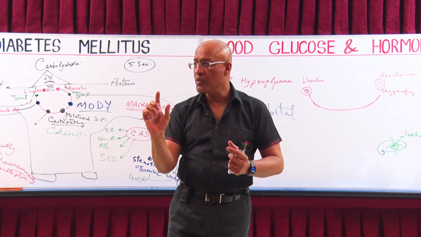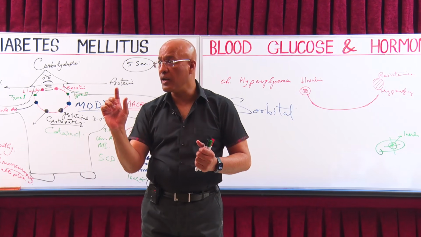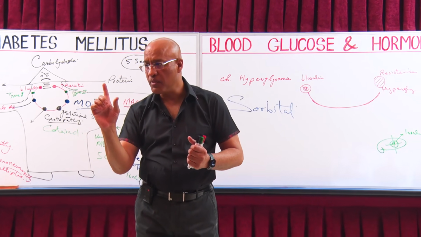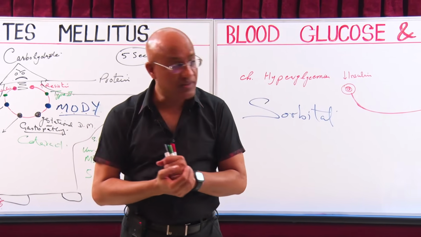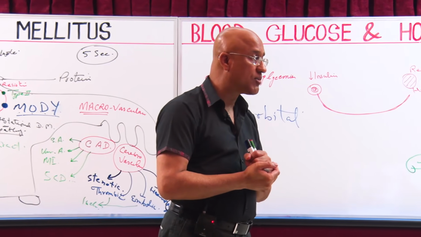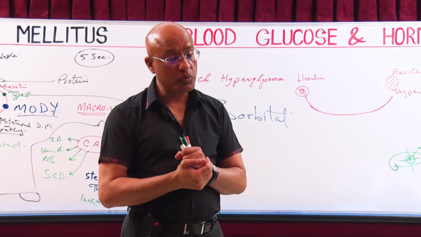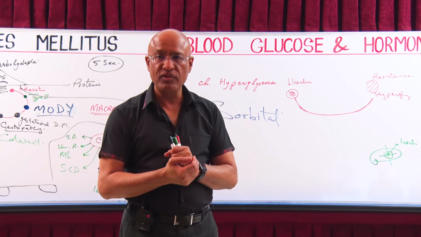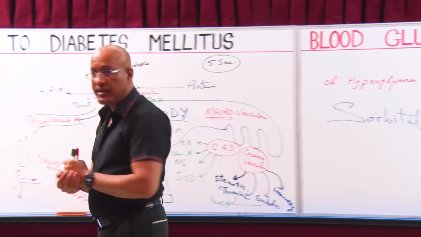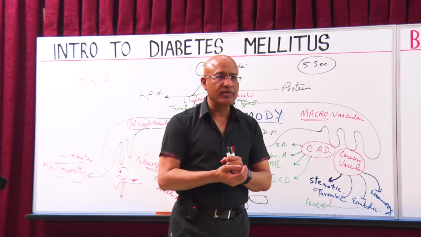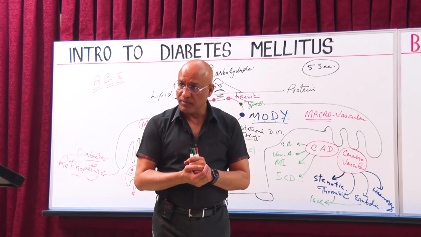So parts of the lens become opaque. So we say cataracts develop, and these are also diabetic cataracts. If you develop diabetes at an early age, then this will be pre-senile cataract, right? Then it can produce not only cataract, this can produce glaucoma.